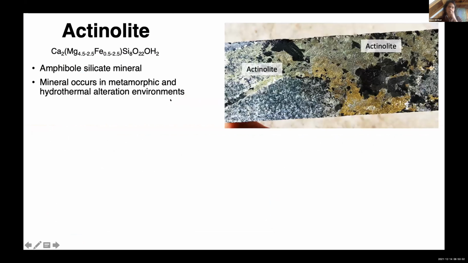But the main thing we have been working on the last couple of years is actinolite chemistry. We chose actinolite because it's a common mineral in IOA and IOCG deposits. And the idea is to use actinolite chemistry and see if we can get any information on its composition that relates to the hydrothermal evolution of these deposits.